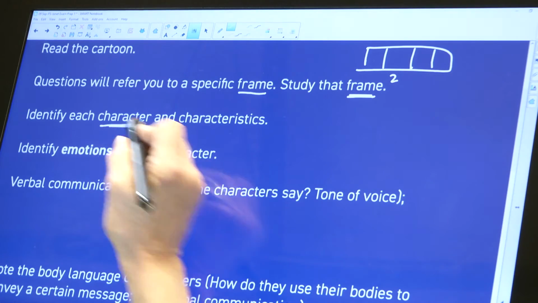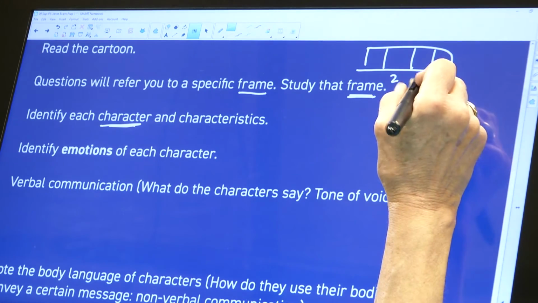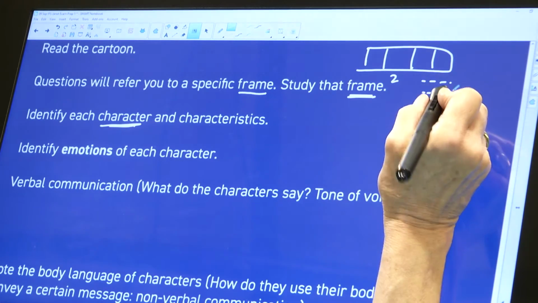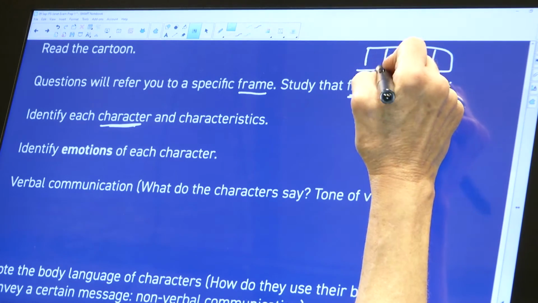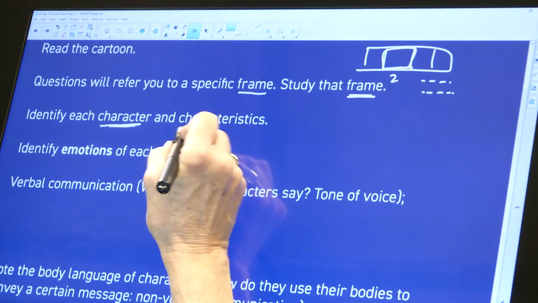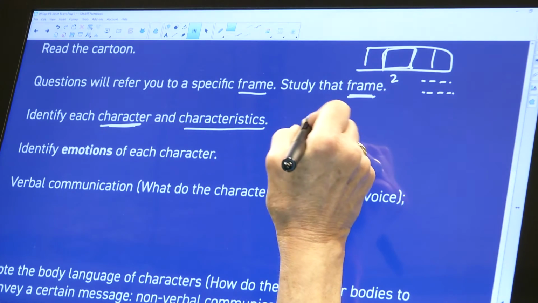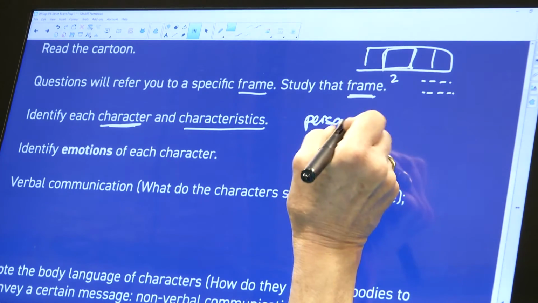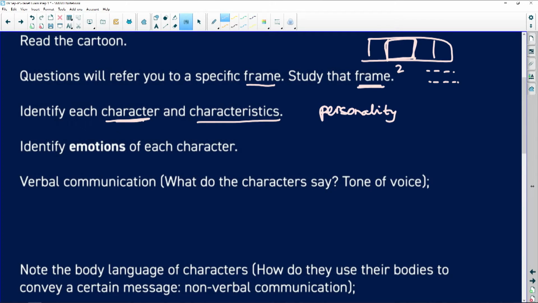They will identify the characters for you. They will say the little boy is so-and-so, the mother is so-and-so. Make sure that in the frame you have been referred to, you identify the character. The characteristics is the personality of that person, what they are like as a person. Look for their feelings. How do we know what they're feeling?